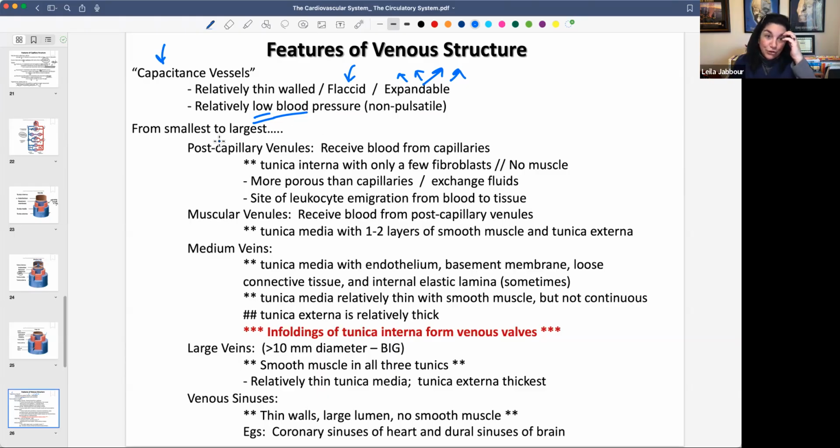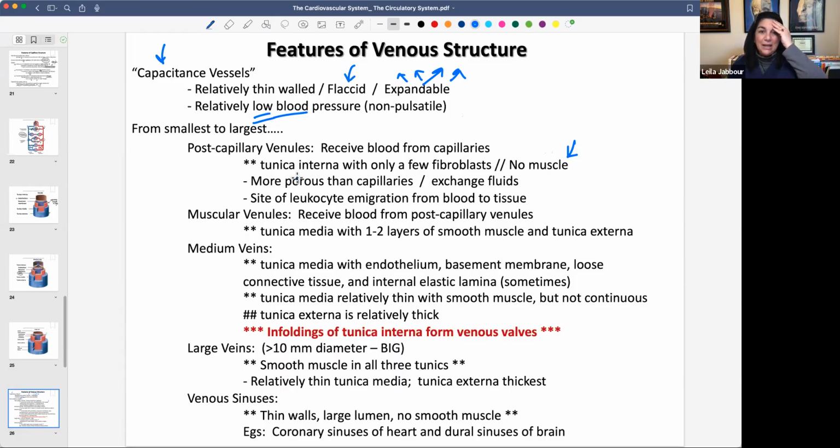So from smallest to largest, we call them post-capillary venules. Those are the ones receiving that deoxygenated blood from the capillaries. Actually, it's basically one continuous vessel. But when it's a capillary, it's oxygenated and then it's deoxygenated, but it's the same vessel. So at that level, we don't need those muscles there. In the capillaries, it's just about being a very thin vessel, just for the exchange of these gases.